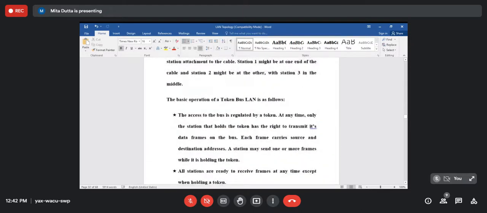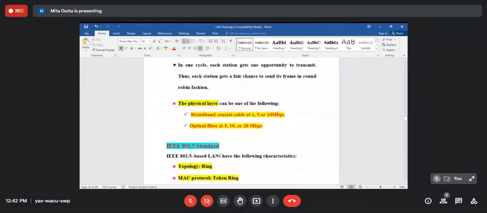And here I have written all the points. When I send the notes, you will study that. Now the physical layer in the case of the 802.4 standard: broadband coaxial cable, and the data rate will be 1, 5 or 10 Mbps. If it is optical fiber, then the data rate will be 5, 10 or 20 Mbps.